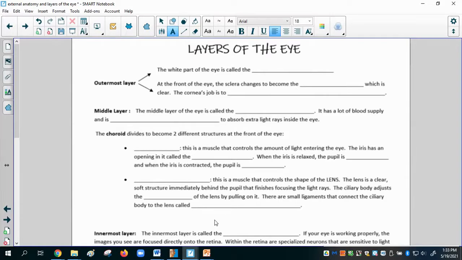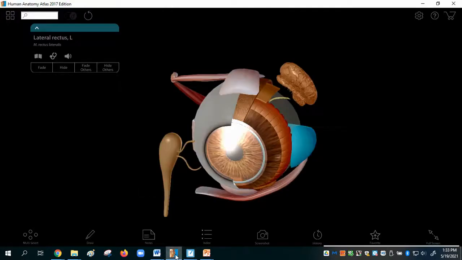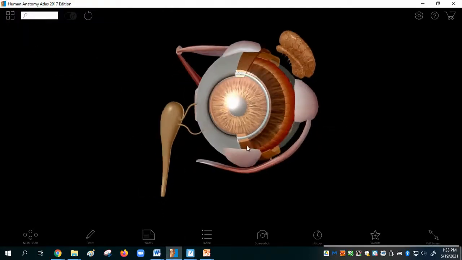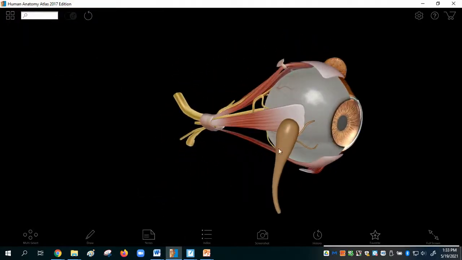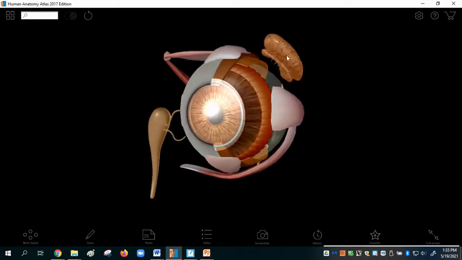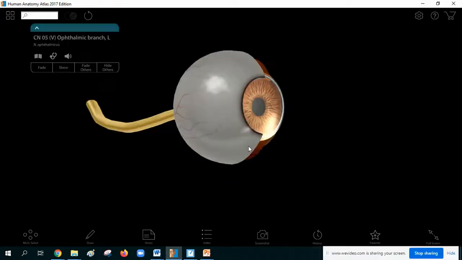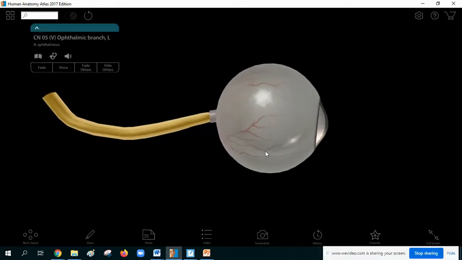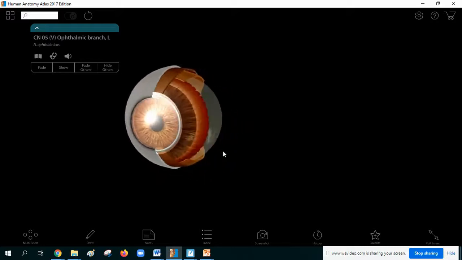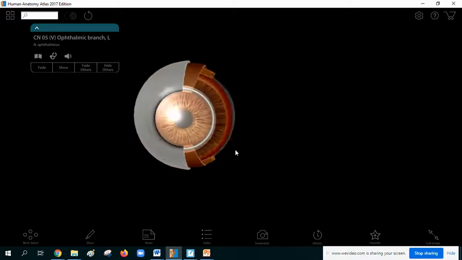So moving on to the eye itself. And the eye is made of three main layers. I'm going to go ahead and show you in the anatomy app. I'm going to start with this view, and I'm going to delete this lacrimal sac, the nasolacrimal duct, and these lacrimal canaliculi so they're not in the way. I'm also going to go ahead and get rid of all the muscles and the gland.